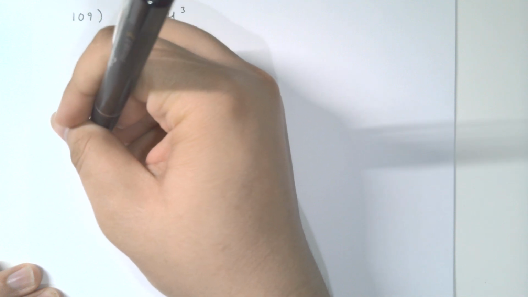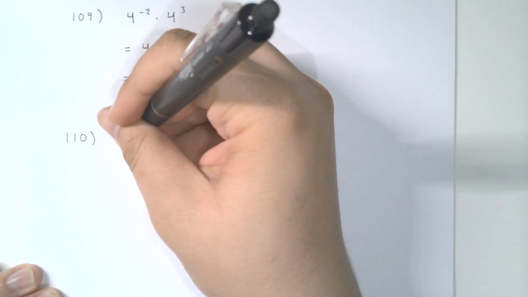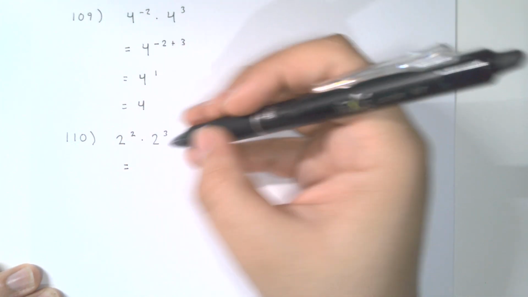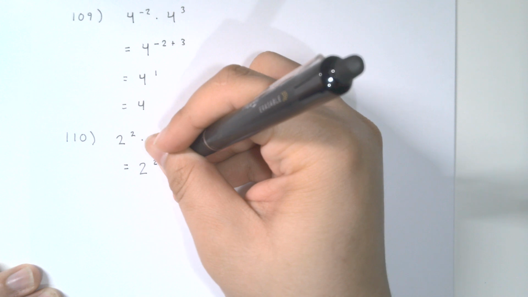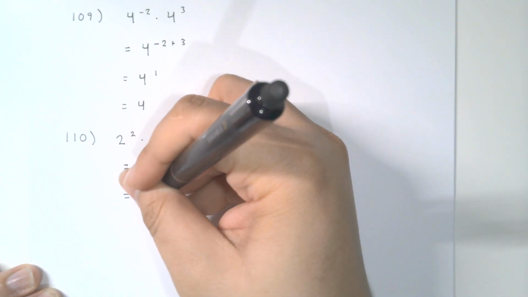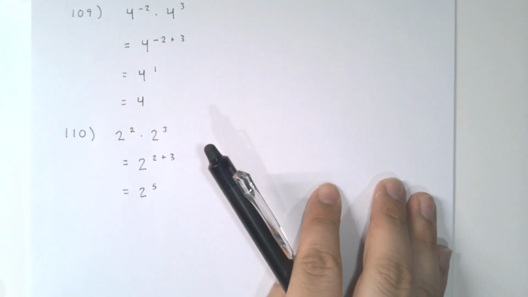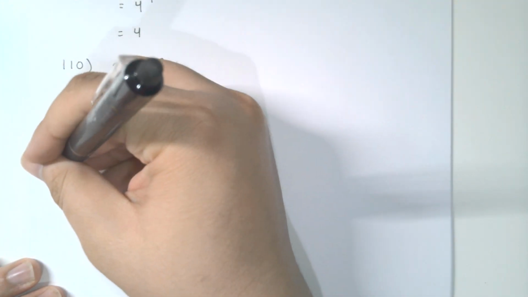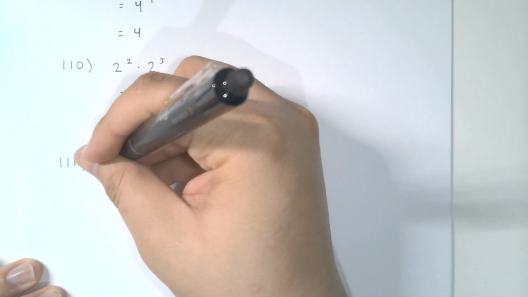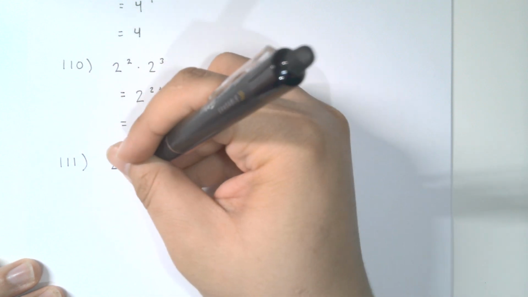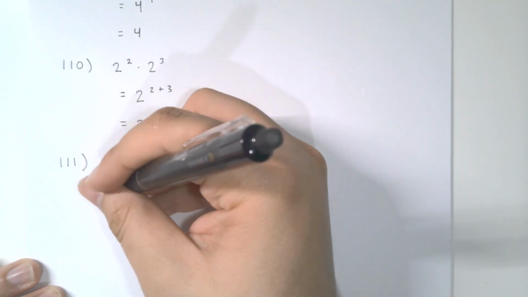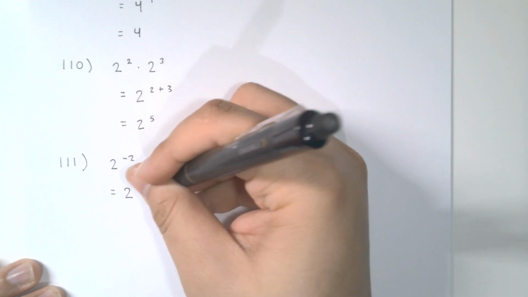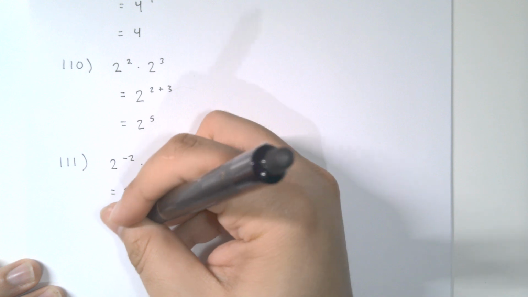For number 110, we have 2 squared times 2 cubed. And again, this is equal to 2 to the power of whatever these two numbers are added together. We have 2 plus 3, so this is the same thing as 2 to the fifth power. For number 111, we have 2 to the negative second times 2 to the fourth. And again, we add these two exponents together. So we have 2 to the power of negative 2 plus 4, which is the same thing as 2 to the second power.